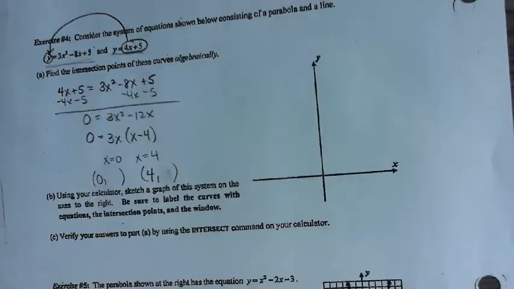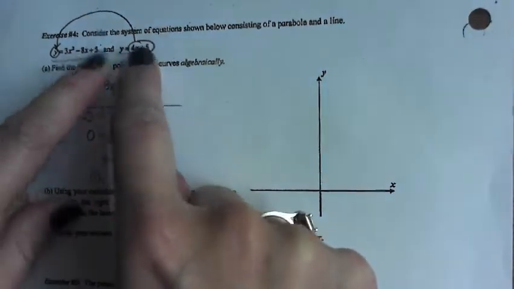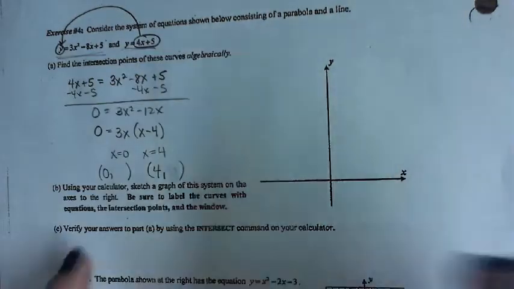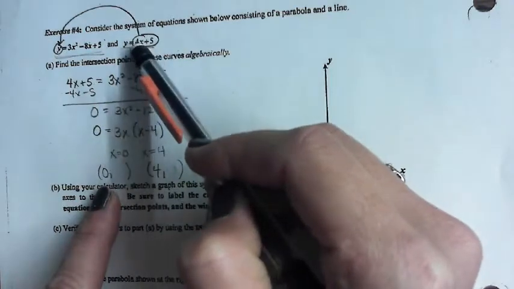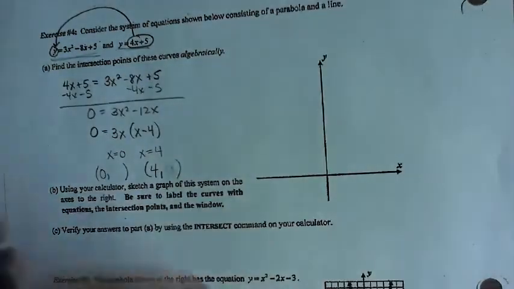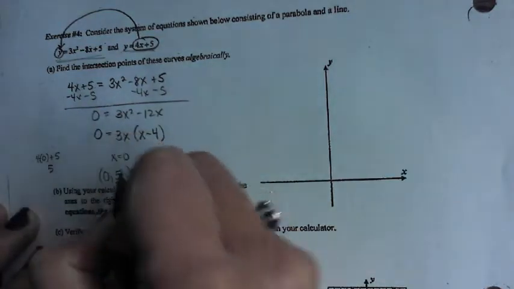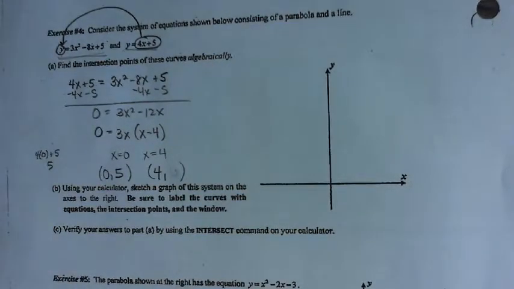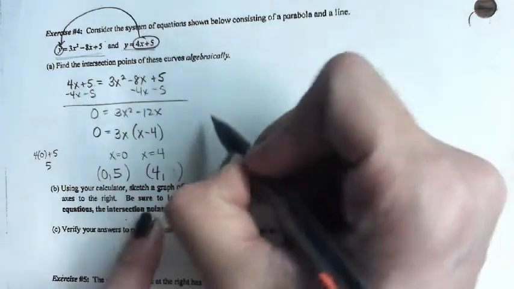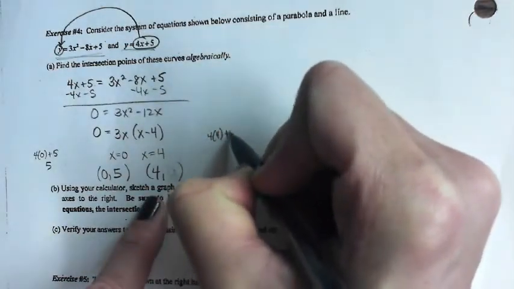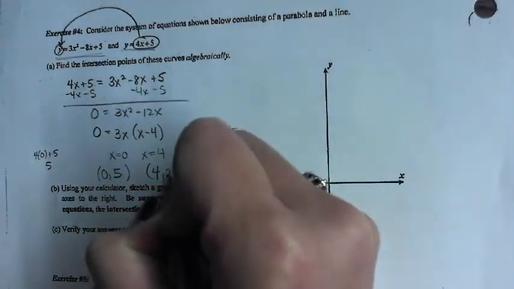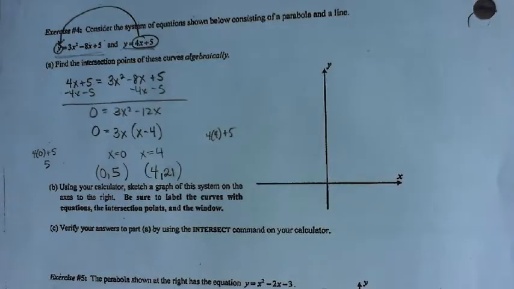How do I find the y coordinate, Owen? Plug it into the y equals one. Right. Plug it into your y equals equation. Probably the easier one would be a good decision. So if I plug in an x of 0, what's 4 times 0 plus 5? Good. So that y coordinate is 5. That's one point where they intersect. And if I plug in 4, what's 4 times 4 plus 5? 21.